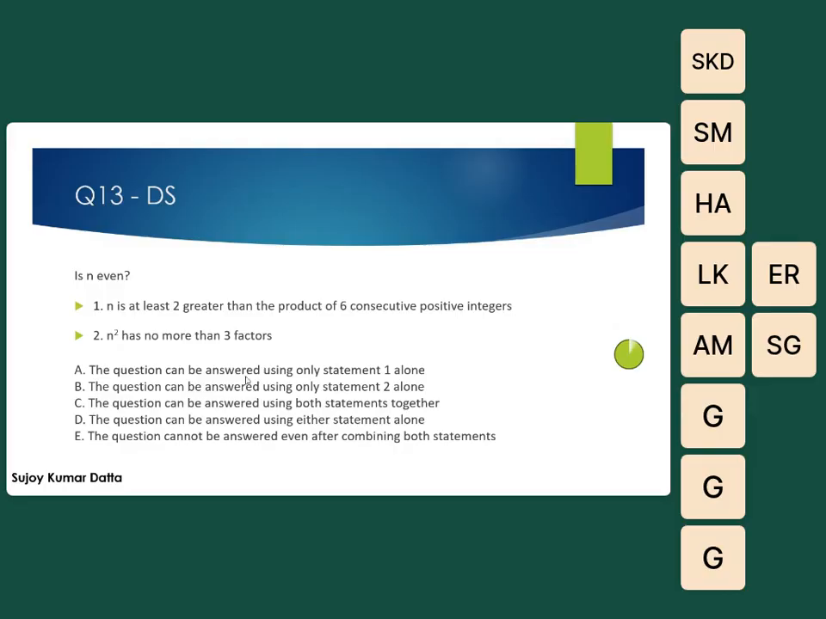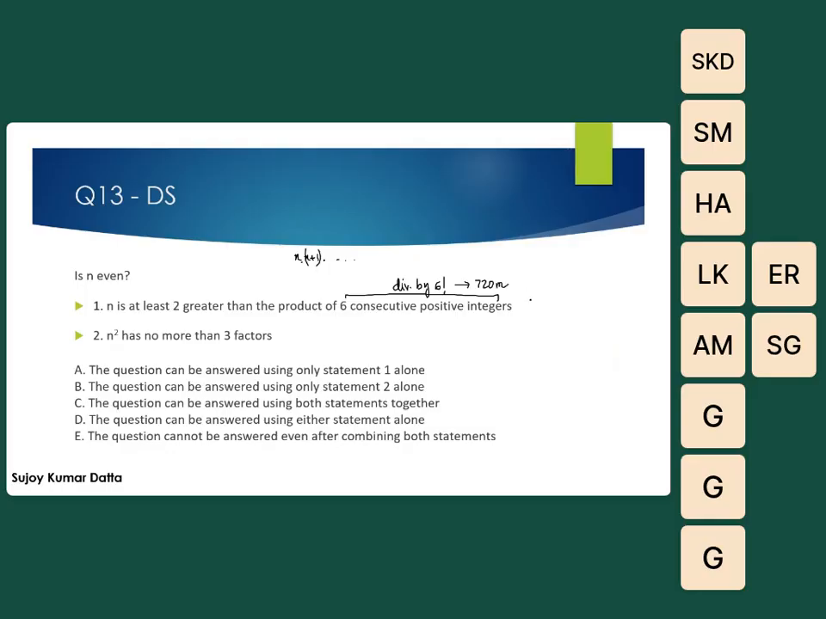All right, let's take a look at this one then. It's saying n is at least 2 more than the product of 6 consecutive positive integers. So any 6 consecutive positive integers, something like x times x plus 1 times and so on, is always divisible by 6 factorial. So it's a multiple of 720.